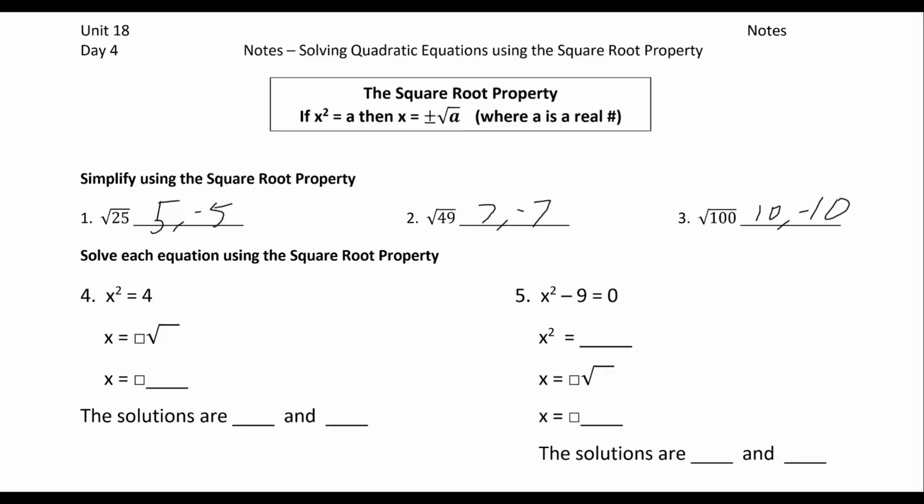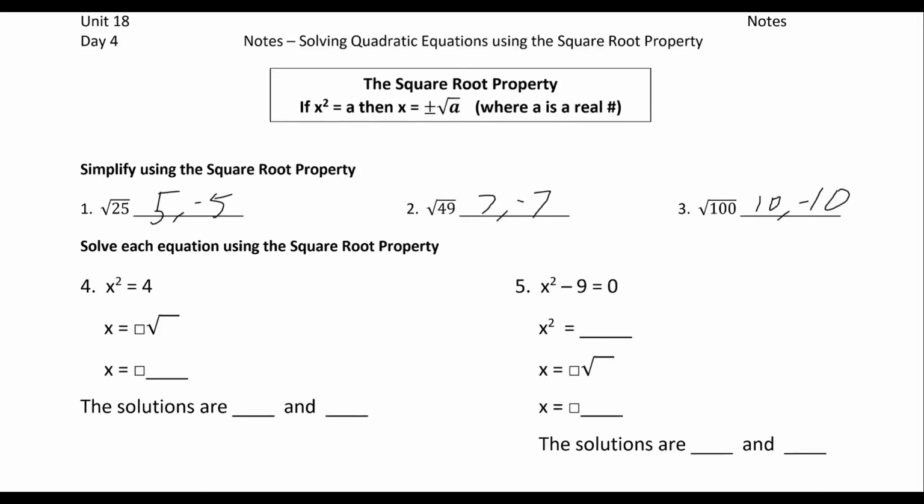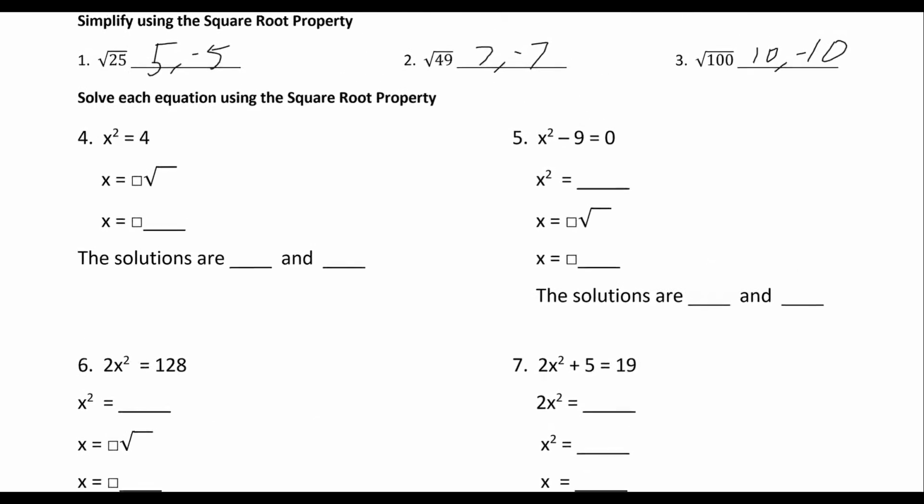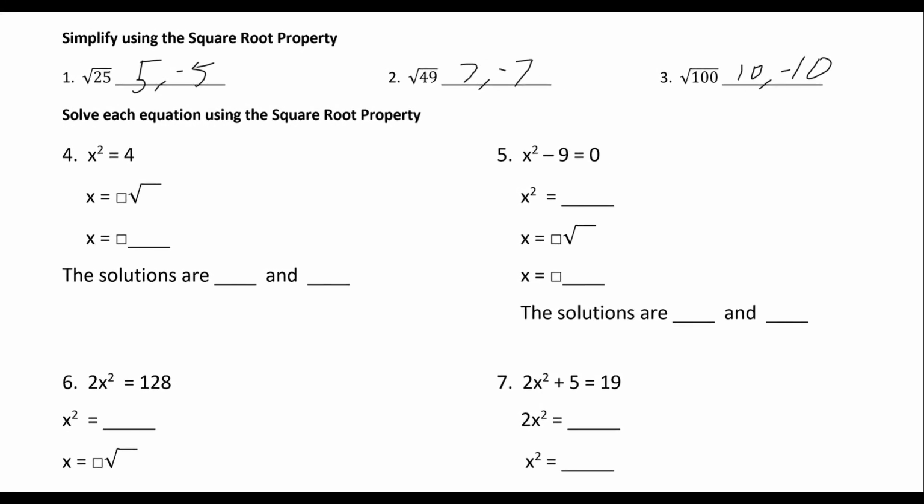Now, let's look at number 4. On number 4, it says to solve each equation using the square root property. So we take the square root of both sides. We're going to be left with plus or minus the square root of 4, which is going to be plus or minus 2. My solutions are going to be 2 and negative 2. Is that easy?